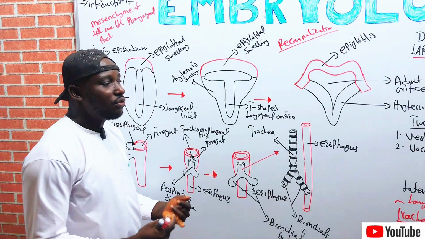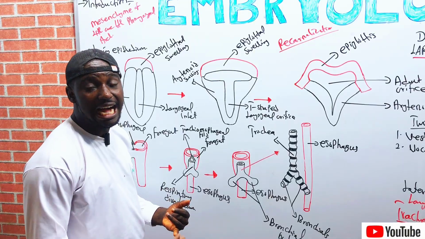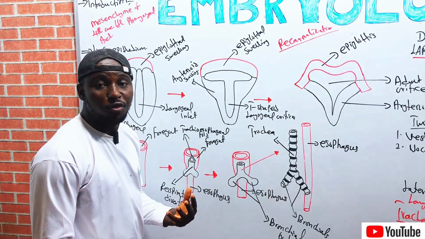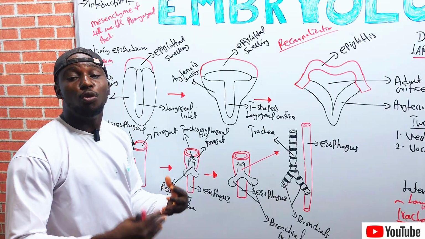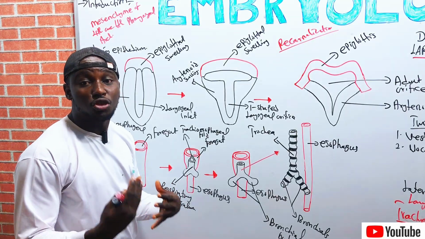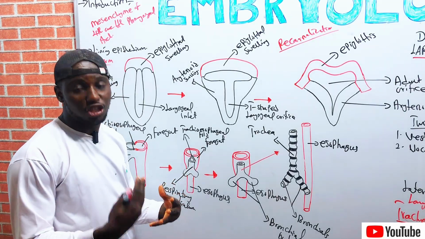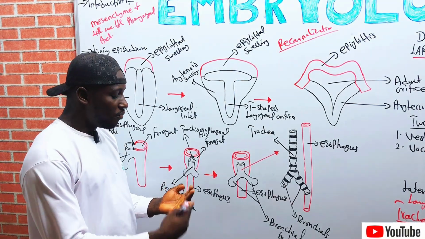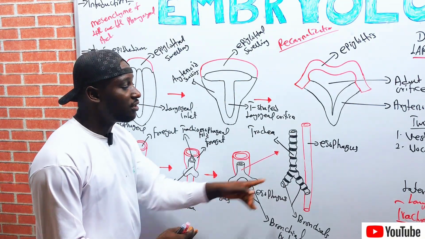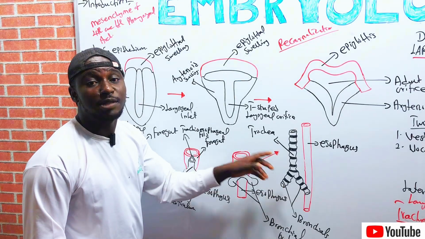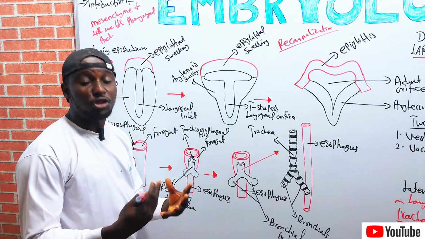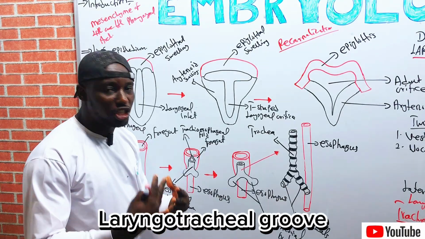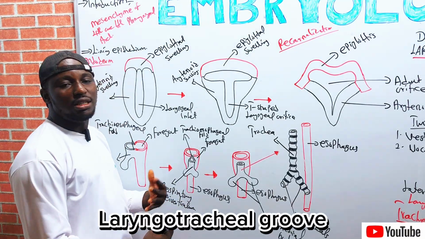Now, the muscles, the cartilages, and the connective tissues of the trachea develop from the splanchnopleuric intraembryonic mesoderm surrounding the laryngotracheal diverticulum. That is how it evolved. So that is how it is being formed.